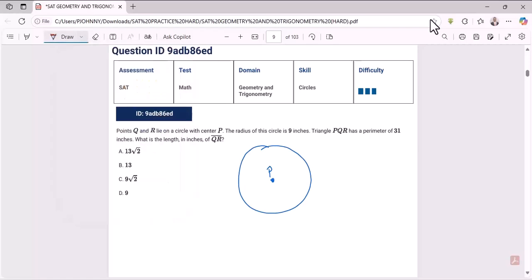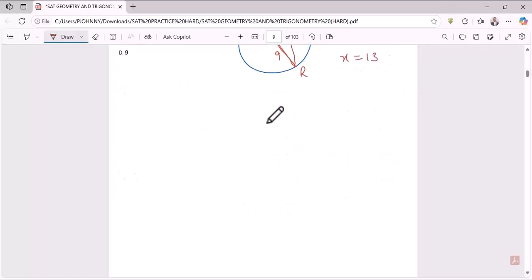So we're talking about triangle PQR. So we are creating a triangle. Since Q lies on the circle and R lies on the circle, we can have something like this, right? And we're told that the radius is 9. So this side is 9. This side is 9. Then QR, what we're looking for, is X. Say perimeter is 31, so basically 9 plus 9 plus X equal to 31. So X equal to 31 minus 18. So here X equal to 13. So that's option B, right?